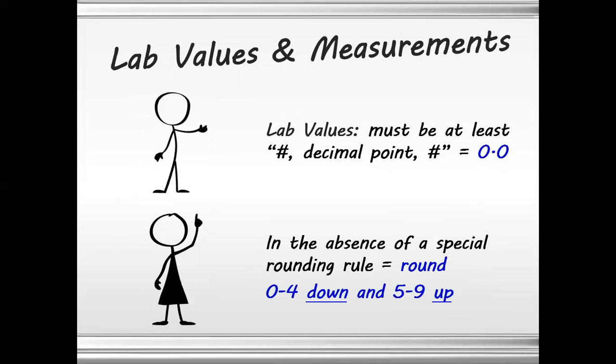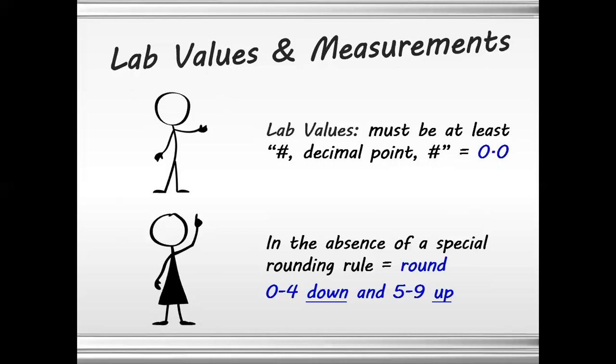AJCC sometimes provides test and site-specific rounding rules that are of clinical significance. So those rules always take priority over any other rules. But in the absence of a special rounding rule, we would use the normal rounding rule of round 0 to 4 down and 5 to 9 up.